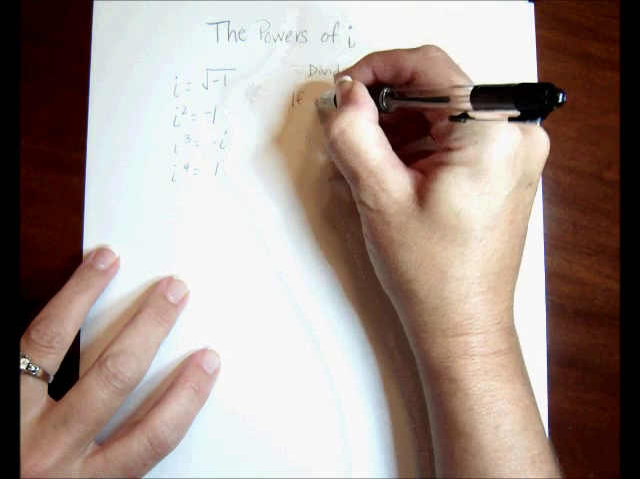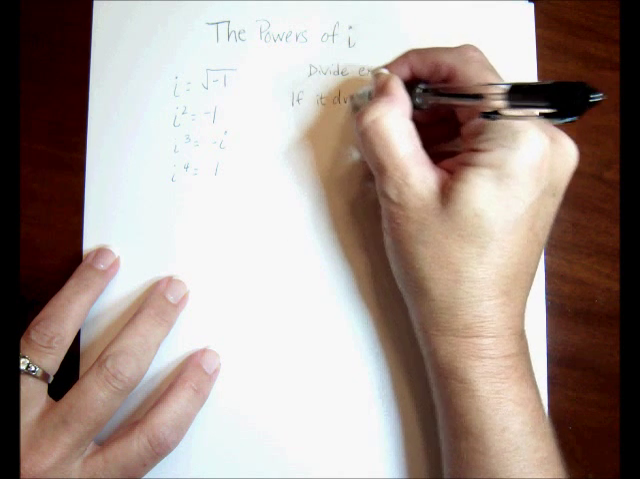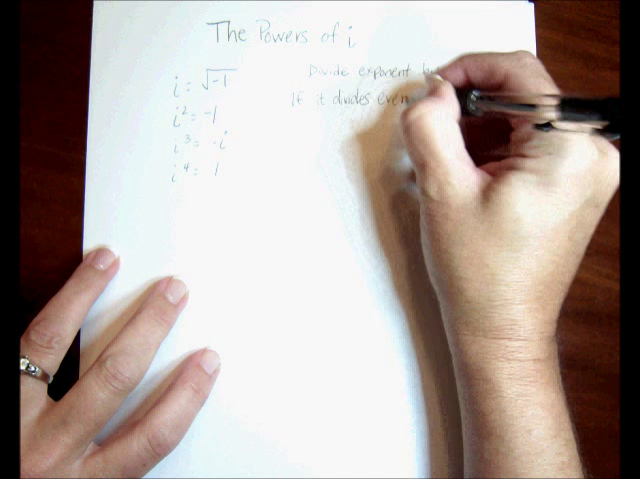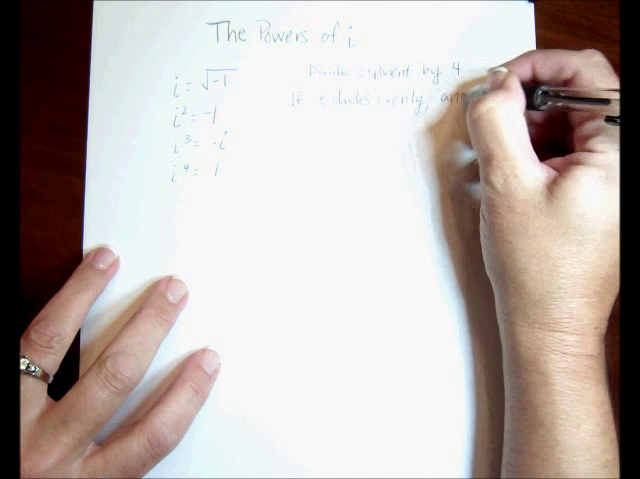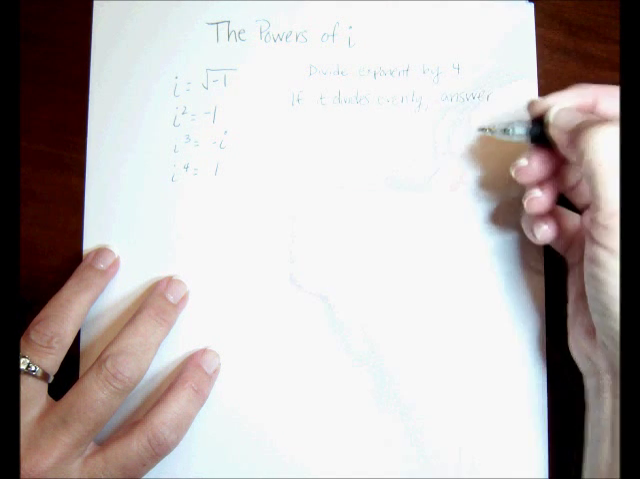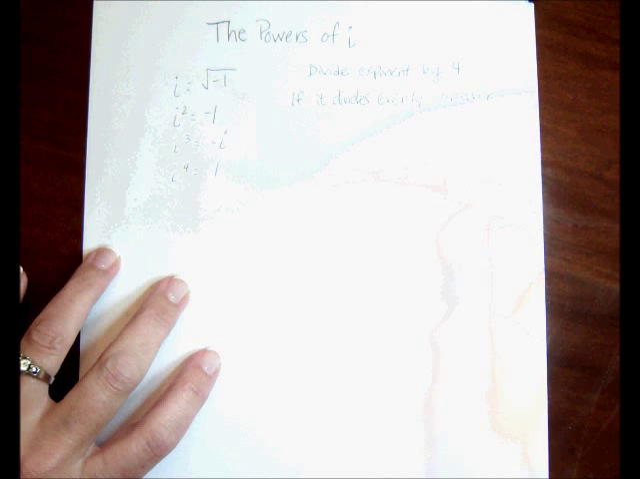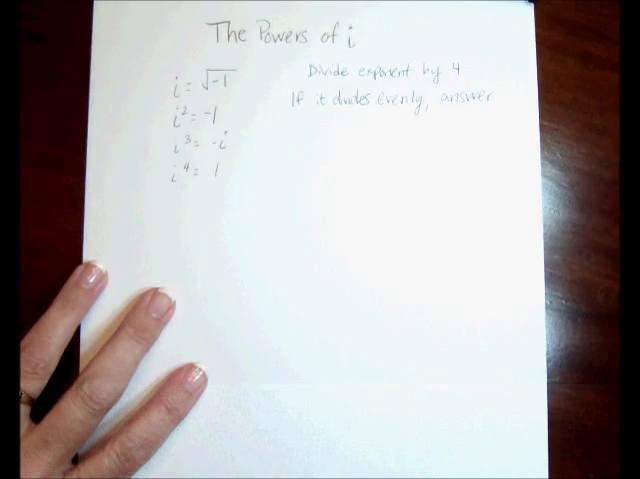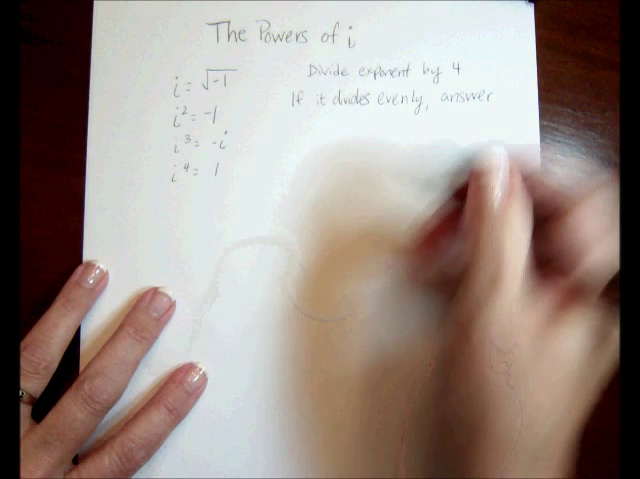If it divides evenly, meaning no remainder, then the answer is 1. That means 4 goes in there equally. And this would be like i to the 4th, i to the 8th, i to the 12th, and so on and so forth. So the answer is 1.